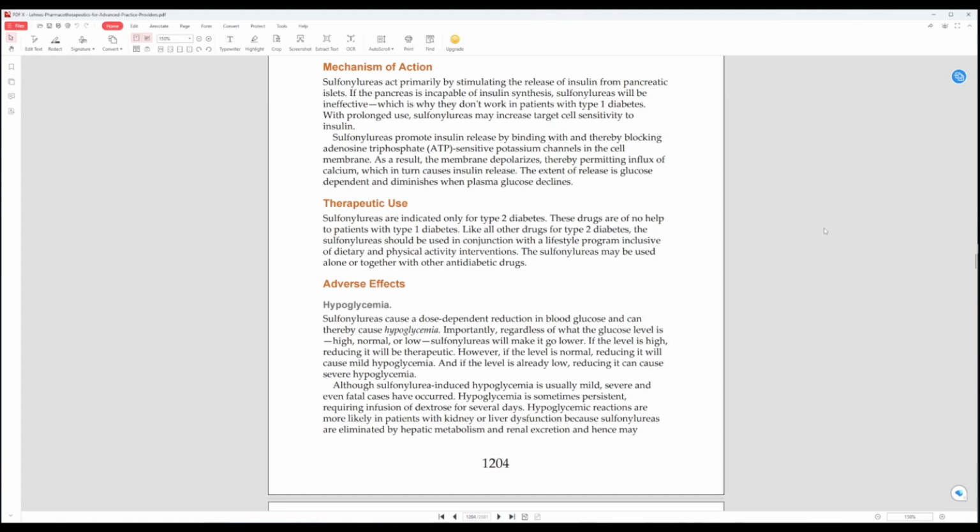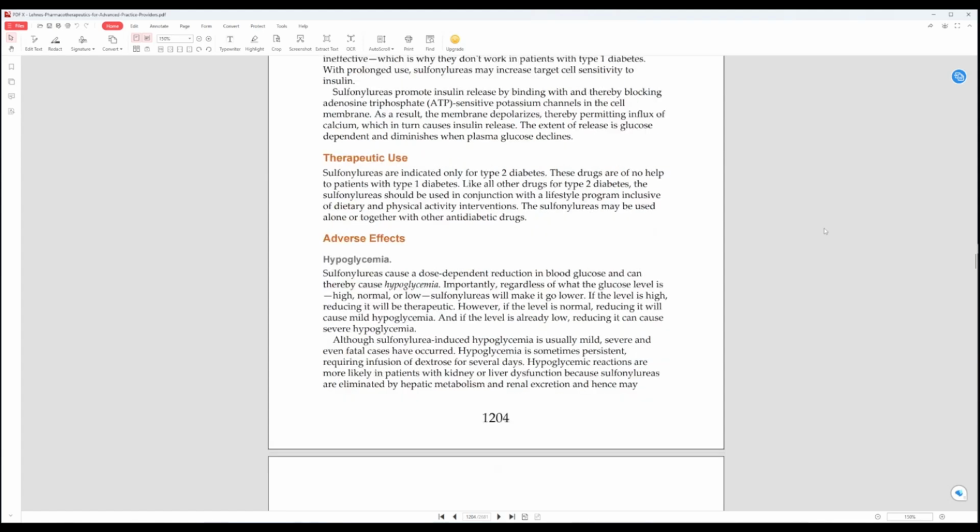It therefore promotes insulin release by binding with and thereby blocking adenosine triphosphate sensitive potassium channels in the cell membrane. As a result, the membrane depolarizes, thereby permitting influx of calcium, which in turn causes insulin release. The extent of the release is glucose dependent and diminishes when the plasma glucose declines.